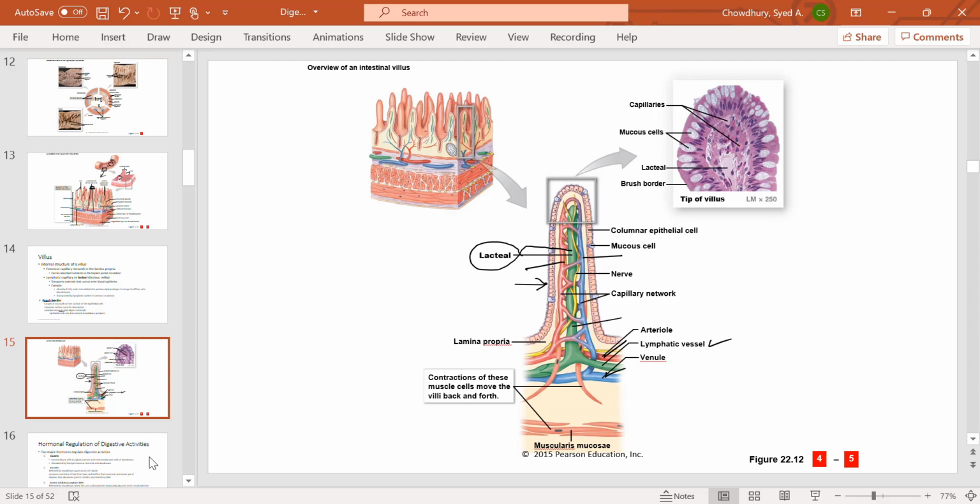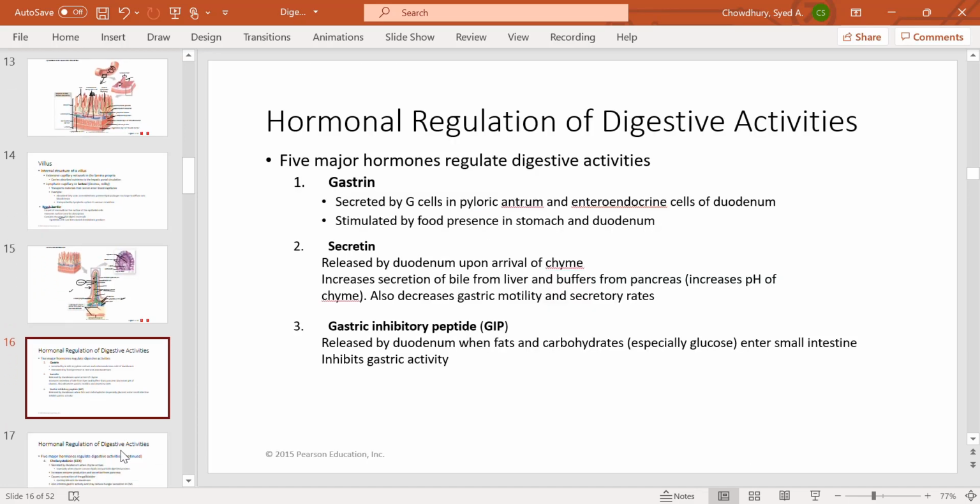Okay, it absorbs fat molecules, and capillaries, blood capillaries absorb mainly proteins and carbohydrates, and lacteal, that lymphatic vessel, absorbs mainly the fat. Okay, so that's the villus. Inside the villus you have those vessels. Okay, now the hormonal regulation of digestive activities.